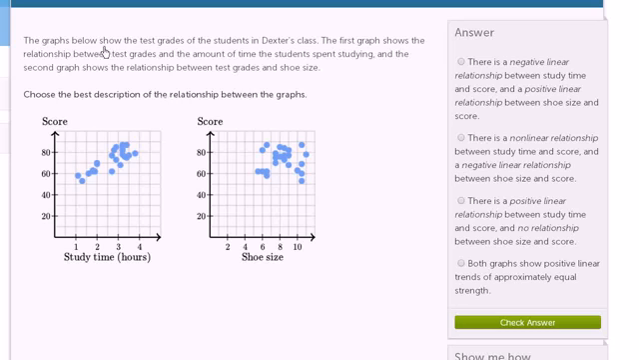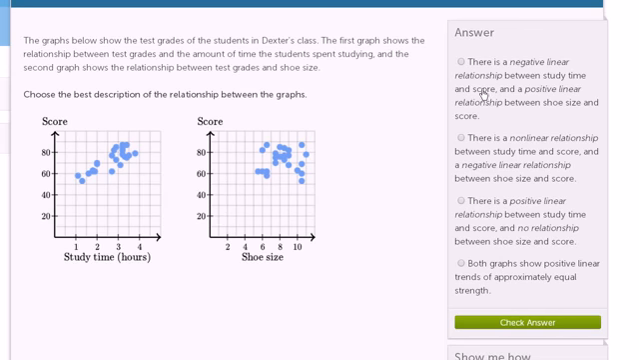The graphs below show the test grades of the students in Dexter's class. The first graph shows the relationship between test grades and the amount of time the student spent studying. So this is study time on this axis, and this is the test grade on this axis. And the second graph shows the relationship between test grades and shoe size. So shoe size on this axis, and then test grade. Choose the best description of the relationship between the graphs.